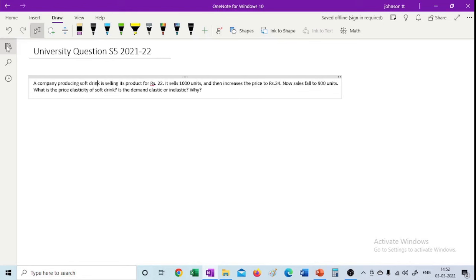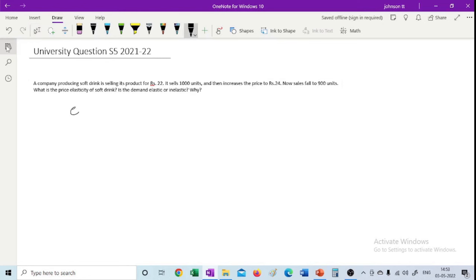This is another university question. A company producing soft drinks is selling its product for rupees 22. It sells 1000 units and then increases the price to 24. Now sales fall to 900 units. What is the price elasticity of the soft drink? Is the demand elastic or inelastic? Why? Here it is a very direct question. We just have to apply the formula.